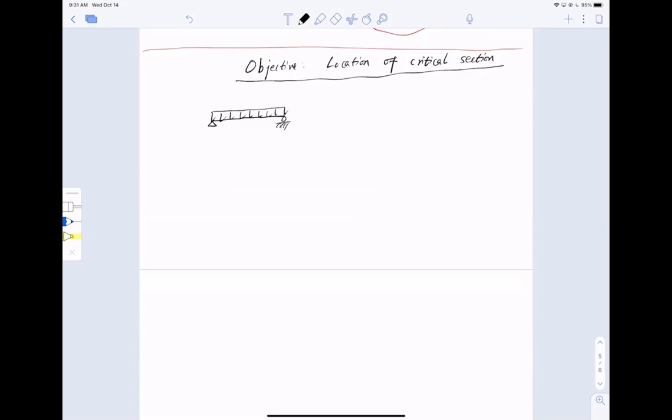So quick question here. Now I have a simply supported beam, I have a uniform distributed load, right? And I have two locations. I have the center span and I have the location at the support. So question is, location 1 or 2, at which location should we design our shear?